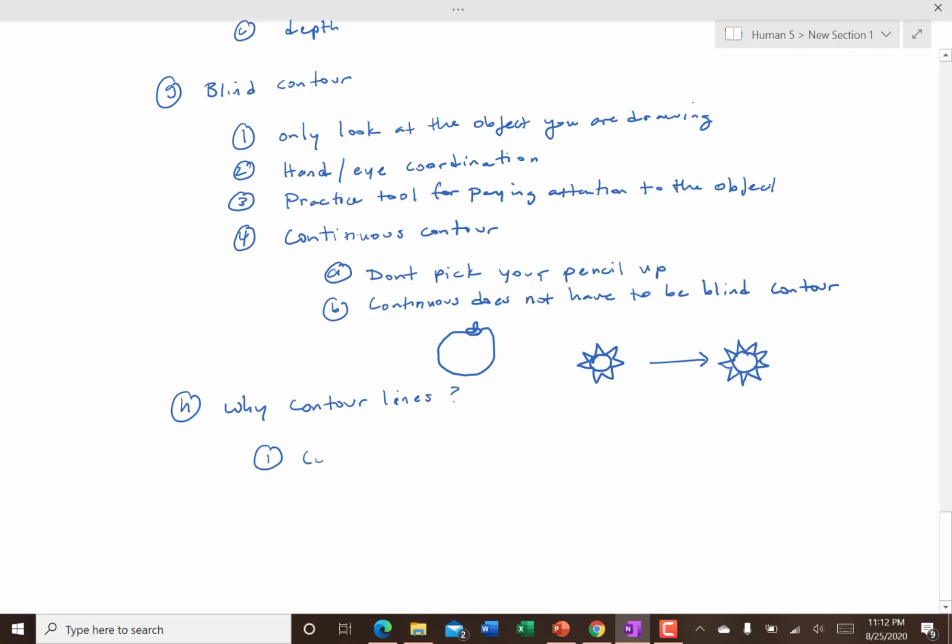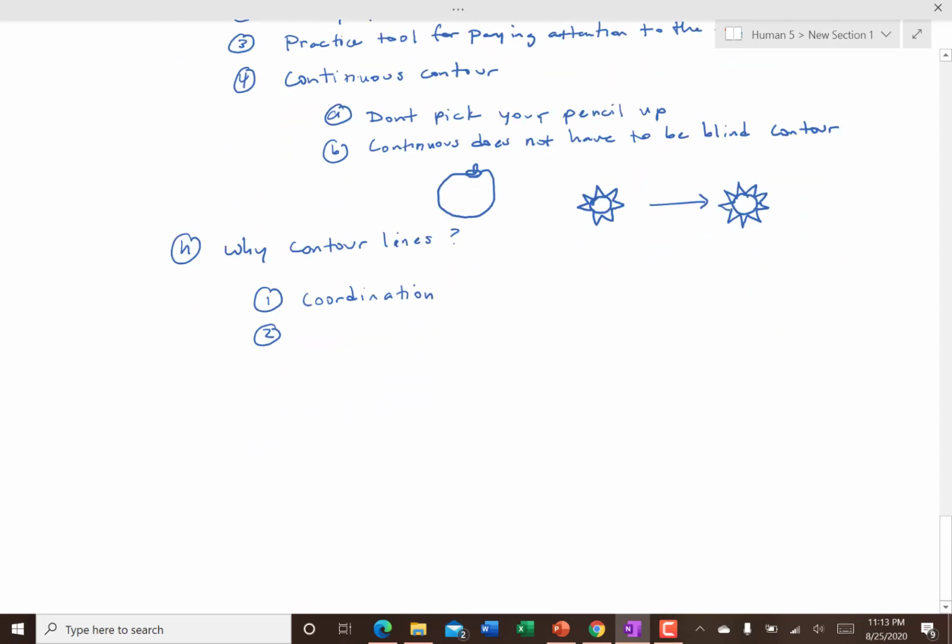Well, one, as I mentioned, coordination is a good practice skill just for essentially training your hand in art. It's also just good for coordination outside of art in that sense. It creates a specific focus on the outline of objects, which are often not looked at. There's lots of stuff where you're not actually drawing the outline at all. The outline becomes implied in that sense.